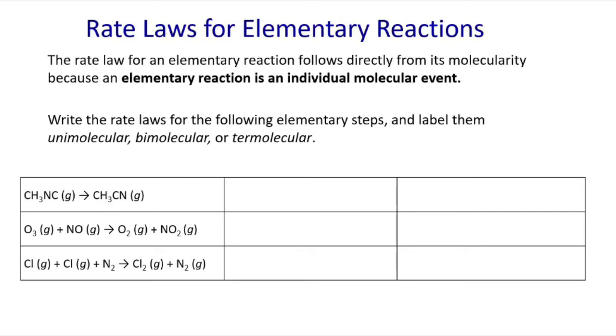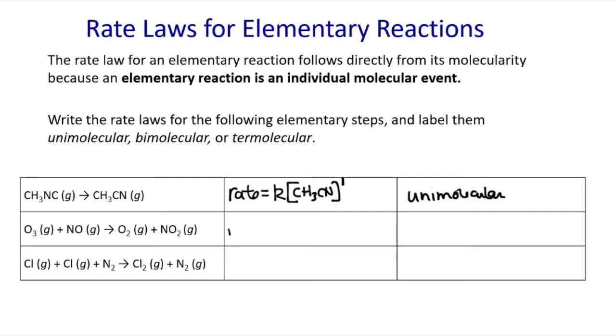So in this first one, we're going to have that the rate law equals K times the concentration of the reactant, which here is CH3CN, acetonitrile. And that'll be raised to the first power because the reactant has a 1 for a coefficient. This is a unimolecular step because the overall exponent on the concentration is just 1. We have one molecule reacting in this molecular event.